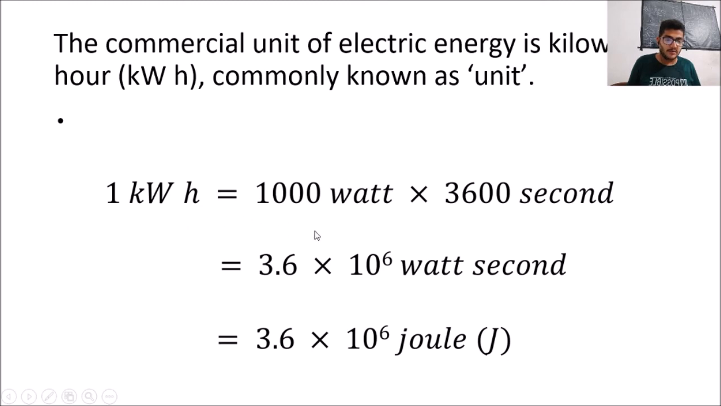So 1 kWh is what? 1000 watt into 3600 second. It is as simple. 1 kilowatt is 1000 watt, I have already told. Hour we can convert into seconds. 1 hour means 60 minute, and 1 minute is 60 second. So 60 into 60 will be 3600 seconds. So we can write it like this: 3.6 into 10 raised to 6 watt second. And watt second is what? Watt into second is Joule, denoted as J.